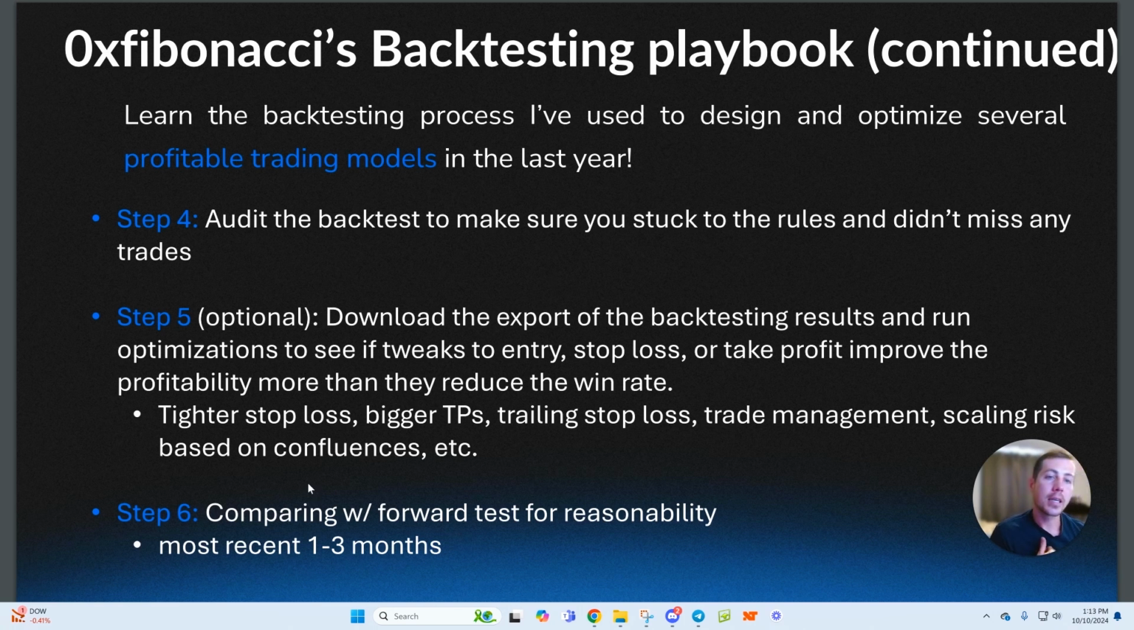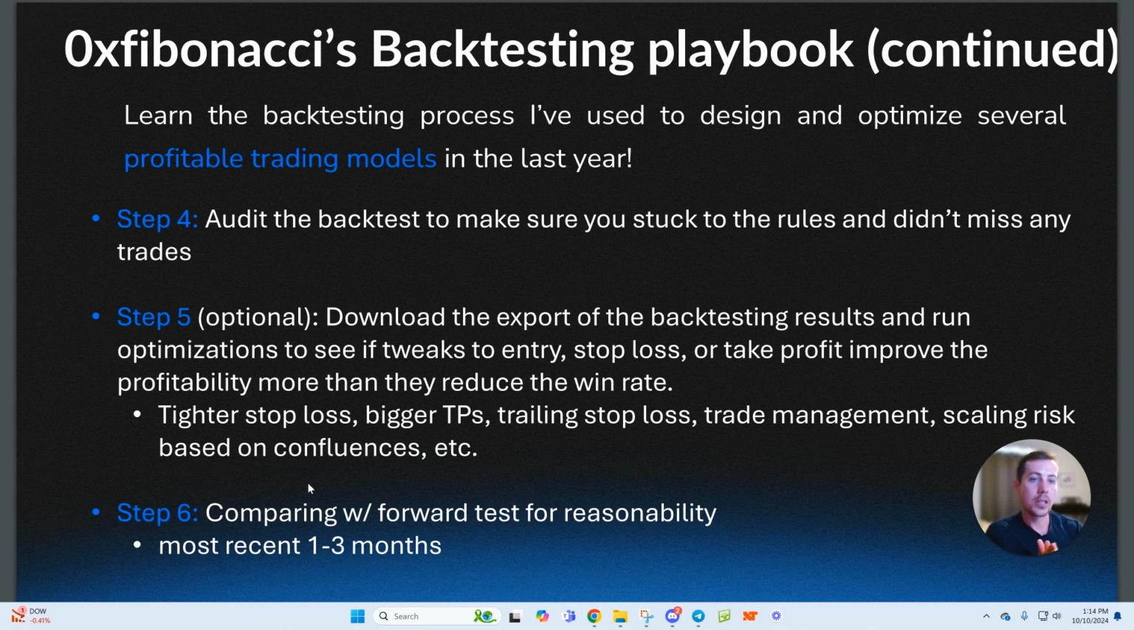And then the last thing is kind of comparing your backtest with a recent forward test. So, backtesting, you can obviously go as far back as you want. FX Replay, you can go back 10 plus years in some cases. But the forward test is really like a kind of gut check. Like, is this actually working well in the current environment? And that could be the most recent 1 to 3 months.